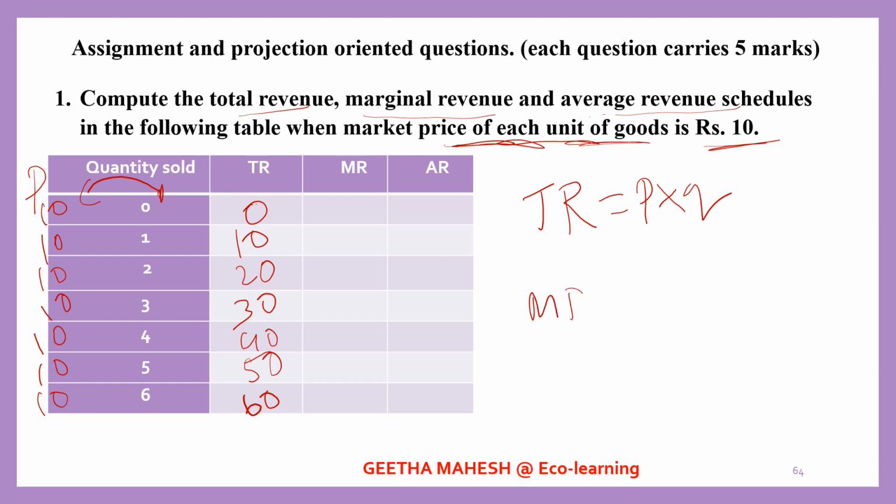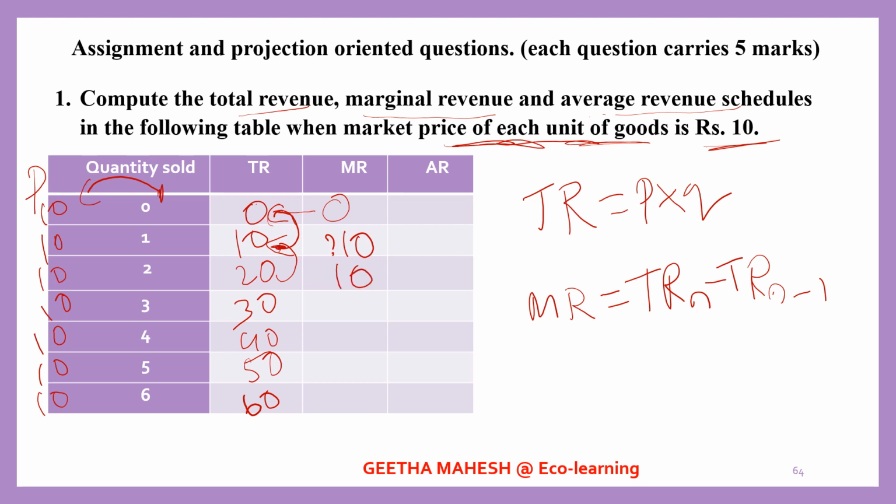And you know MR, as I told, is TRn minus TRn minus 1. For the first value we don't know the previous value, so we will write 0. Then for the next, take the value of TR minus the previous value, that is 10 minus 0, you will get 10. Then 20 minus 10, you will get 10. 30 minus 20, 10. 40 minus 30, 10. 50 minus 40, 10. 60 minus 50, 10.